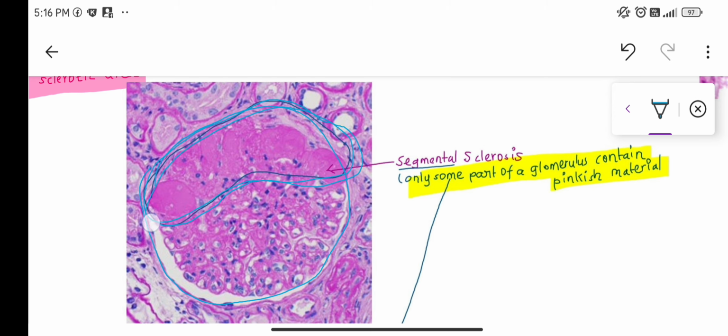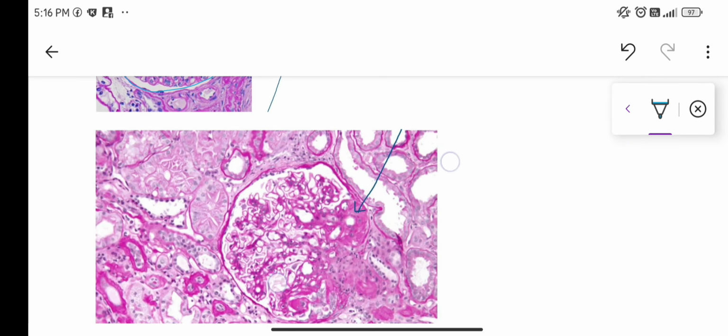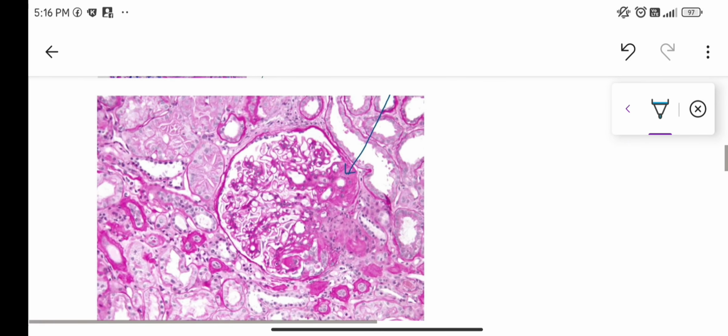Okay, so this is on segmental sclerosis. And this is also another figure. Here also this is a glomerulus, and only some part of the glomerulus is affected here, so it is segmental. A kidney has many glomeruli, so if more than 50% are affected, that is known as diffuse. But here focal means only less than 50% of the glomeruli are affected.